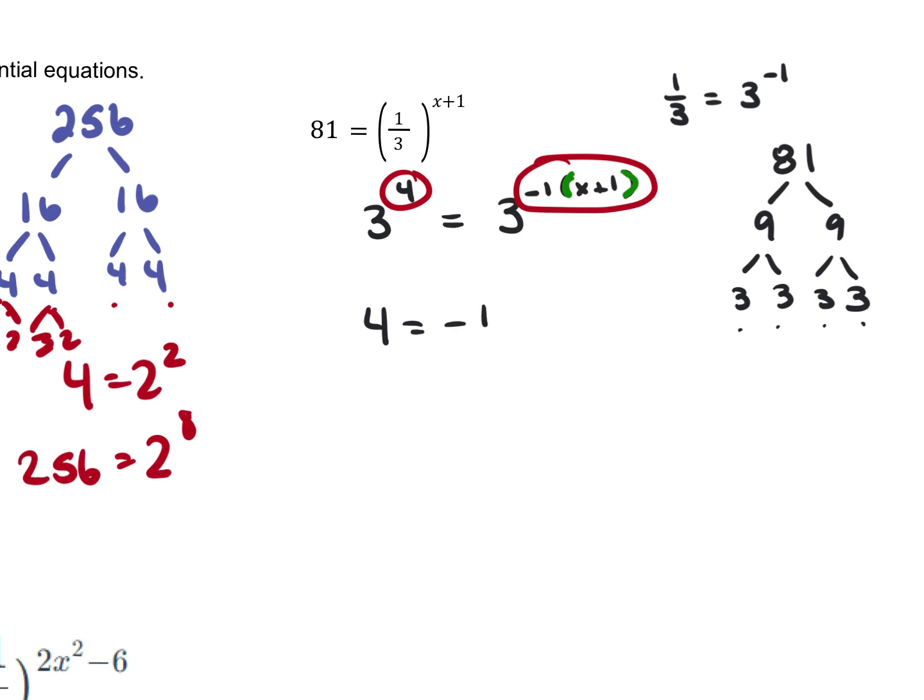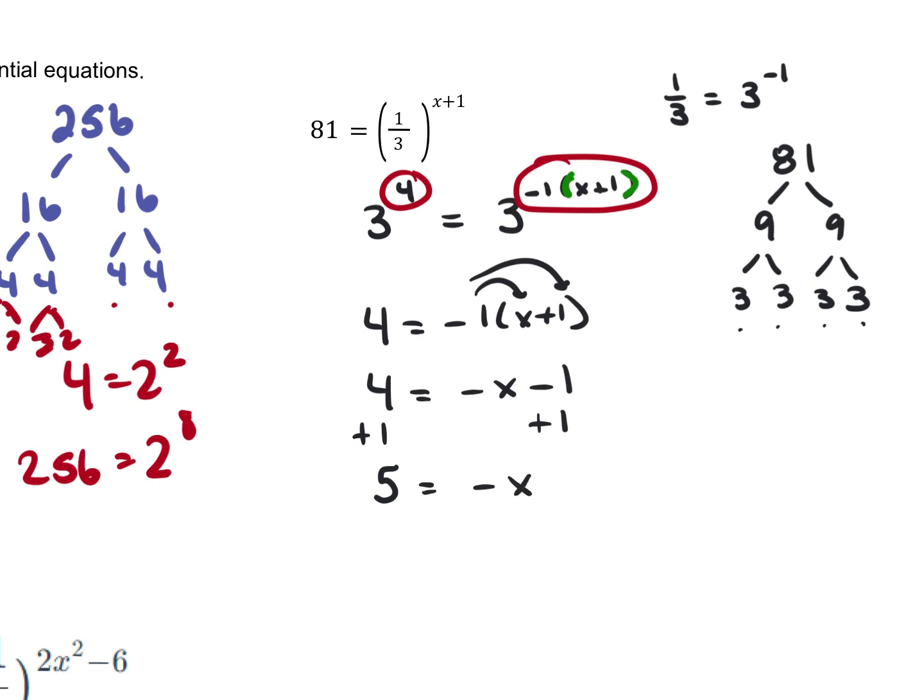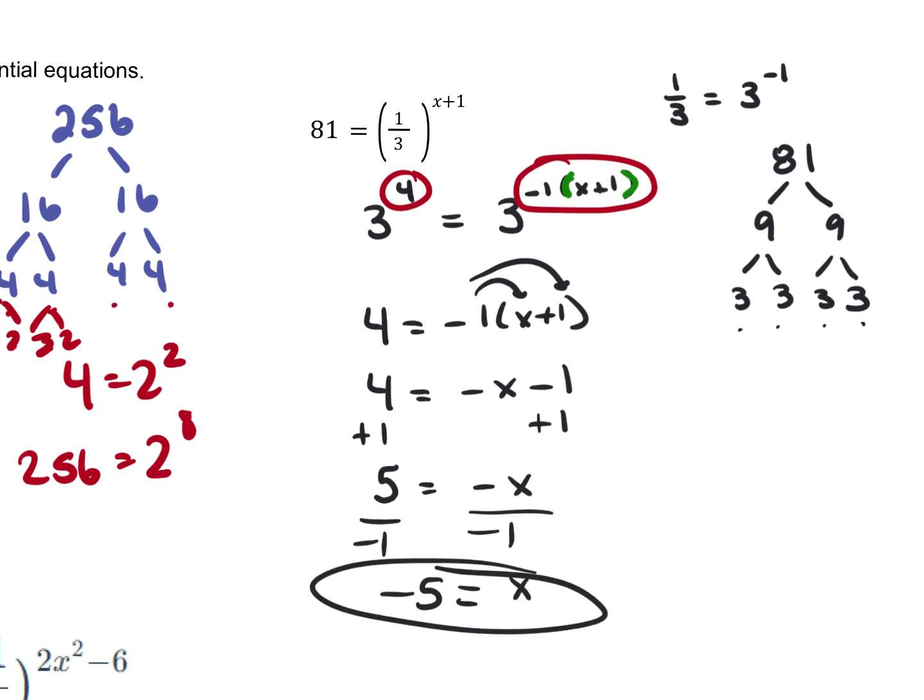So 4 equals negative 1 times (x plus 1). So I'll distribute the negative 1. 4 equals negative x minus 1, and I'm just solving it now. So I'll add 1 to both sides. 4 equals negative x. And then to get the x by itself, I'll just divide by negative 1. So x is negative 5. So really no big deal at all as long as you get the bases to be the same. We're simply setting the exponents equal and solving for whatever the remaining equation is.